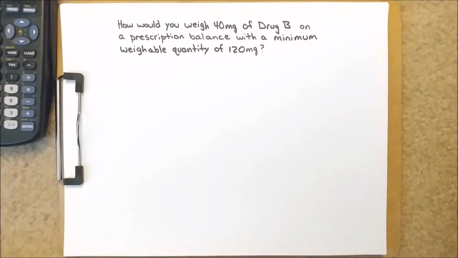I'm just going to be going over my method of calculating the aliquot. I had a request to explain how I do it a little bit more in depth, and so that's what we're going to do today. For our first, and our only problem, we'll just have different scenarios. This question reads, how would you weigh 40 milligrams of drug B on a prescription balance with a minimum weighable quantity of 120 milligrams? Now our quantity that we want to weigh is less than our minimum weighable quantity, so we have to do an aliquot.